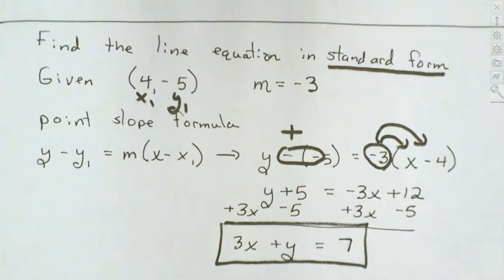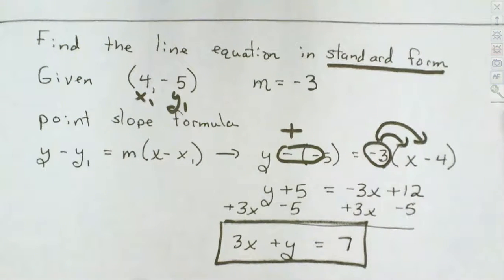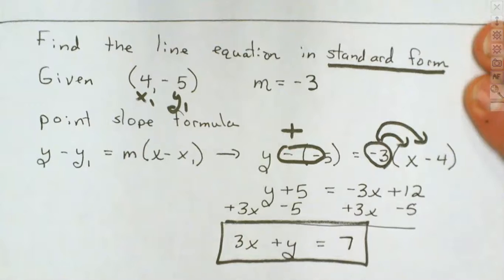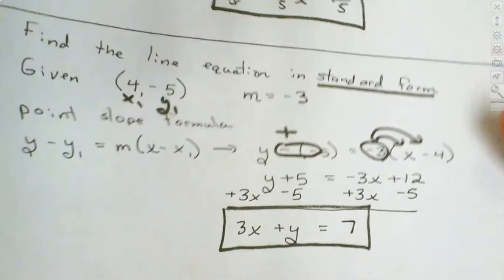Now we're going to look at another flow chart. And the next flow chart is when you have 2 points. So you're not going to have a slope anymore. You're going to have to find that slope. So now we'll look at another flow chart here. And this one, we're going to be finding the equation of a line when you're given 2 points.